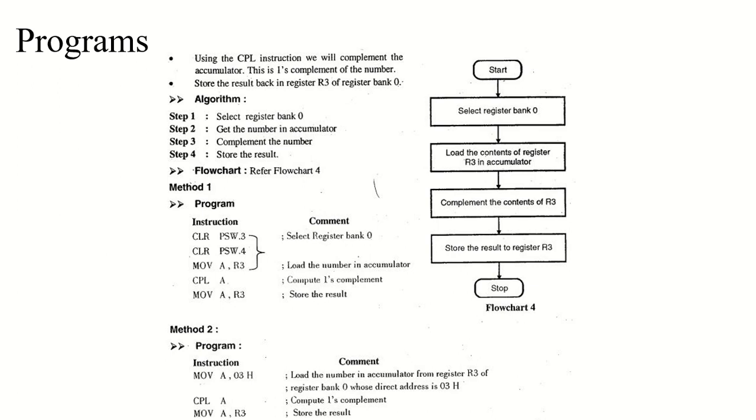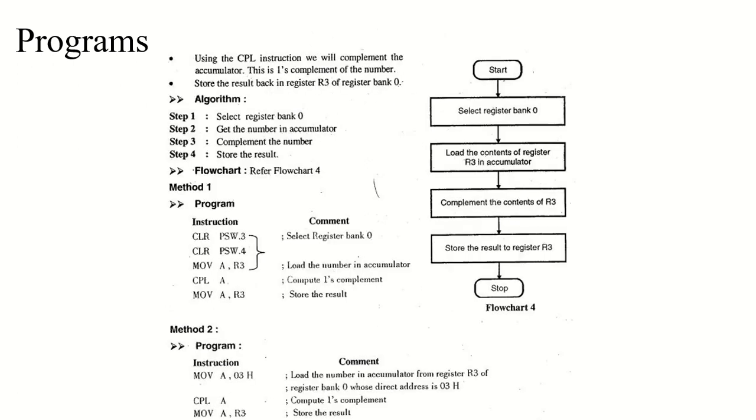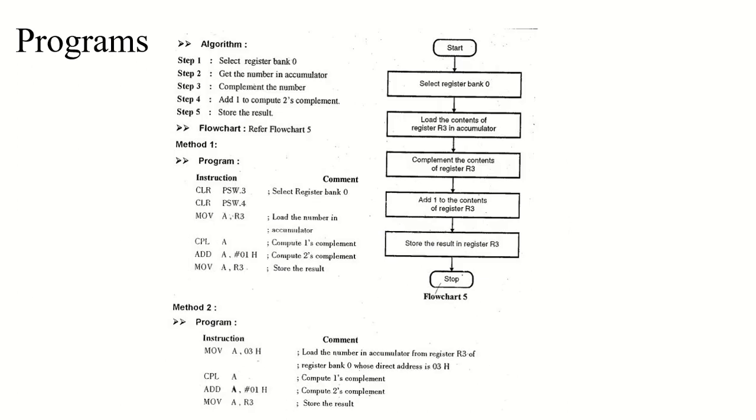Now let's quickly move to the next program. The next and final program is to find the two's complement of a particular number. Let me read you the program statement. It says: write a program to find the two's complement of a number. Assume that the number is stored in the register R3 of register bank 0. Pretty much the same as what we did in the previous program, but this time you have to find the two's complement instead of the one's complement.